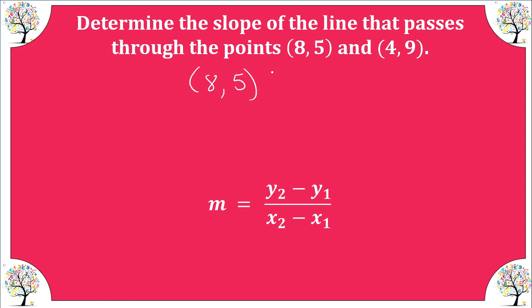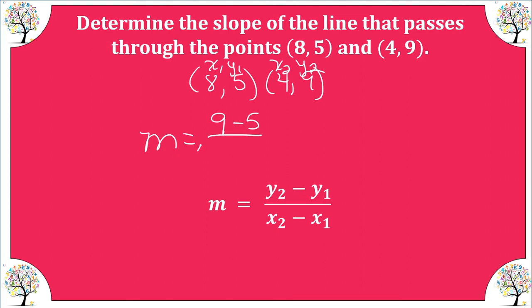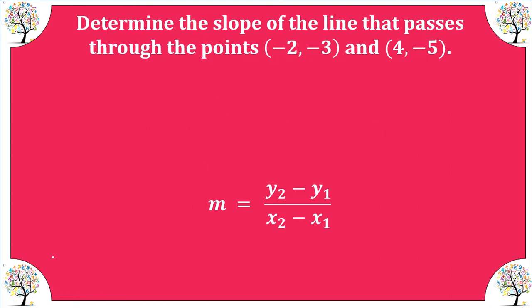8, 5, 4, 9. Slope is the change of the y's compared to the change of the x's. So this line slopes down. It has a negative slope.